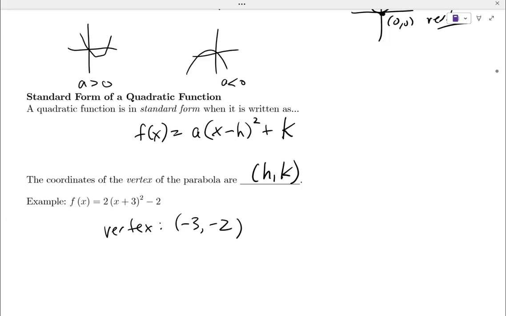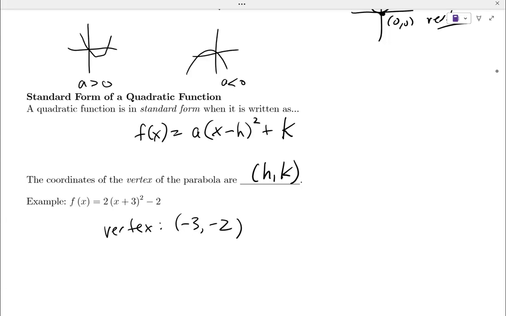The important thing to remember is that you have to flip the sign of what's on the inside. Okay. So once we have it in standard form, we can read the coordinates of the vertex right off the standard form. It was x plus 3, so the x coordinate was -3. It was a -2 on the outside, so the y coordinate's -2.